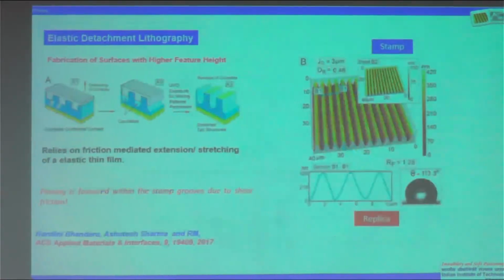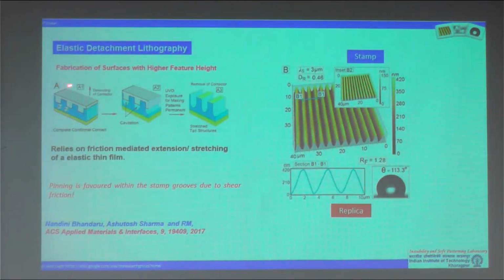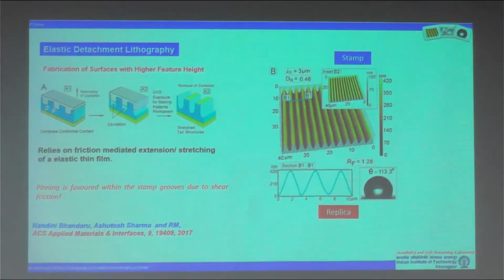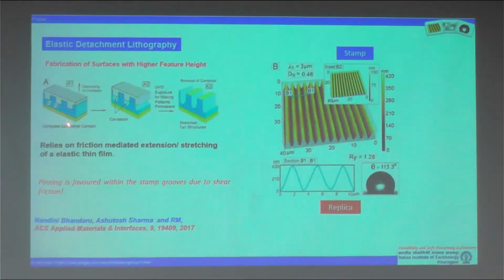And to cut a long story short, basically we take a patterned stamp, just the way we do for NIL or whatever, and then we first bring it in full contact, and then we withdraw it, and we simply freeze the structures by some little bit of tweak in chemistry, and we could create structures which are actually taller than the original structures. How do we convince?